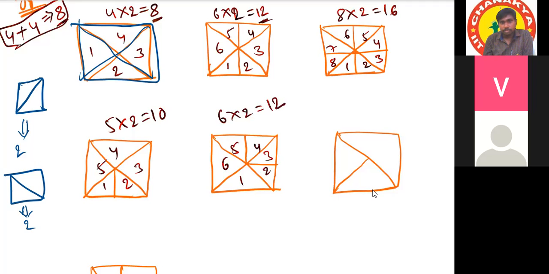And in this, 6. 1, 2, 3. 3 2s are 6, which is a wrong answer.